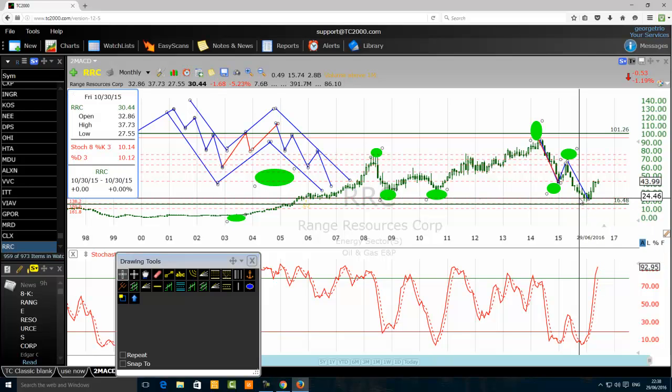Be ready to secure your gain when the price reaches the 138.2% Fibonacci extension level, because it's a critical level. The 138.2% Fibonacci extension level is a critical, a key level.